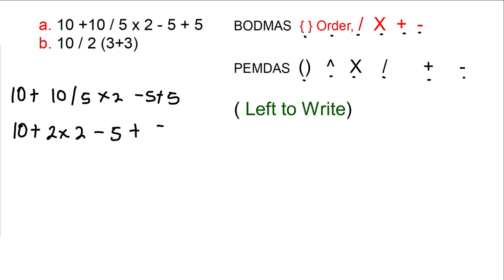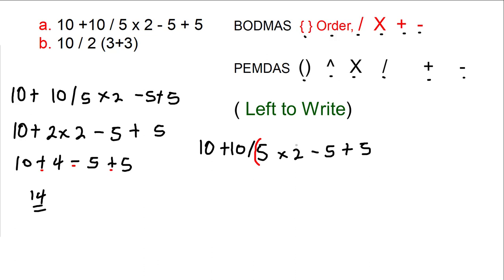10 plus 10 divided by 5 is 2 times 2 minus 5 plus 5. We evaluate the multiplication. 10 plus 2 times 2 is 4 minus 5 plus 5. We now have operators of the same precedence, so the next step is to evaluate from left to right. From the left, 10 plus 4 is 14, and then to the right, minus 5 plus 5 is 0. So the correct answer turns out to be 14.